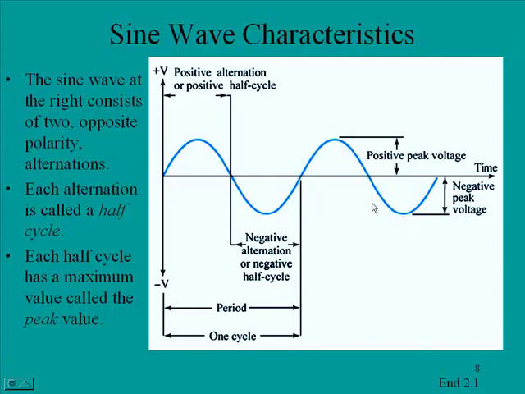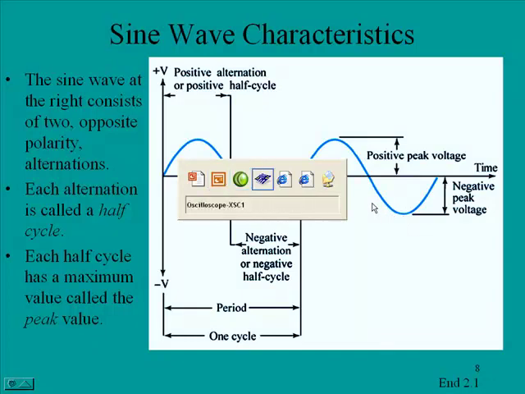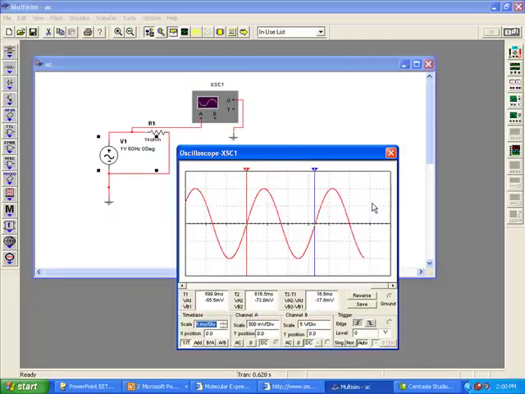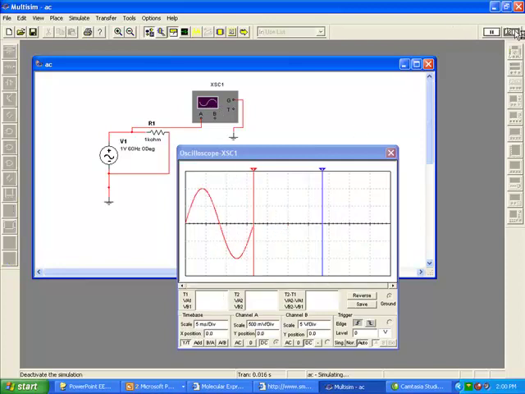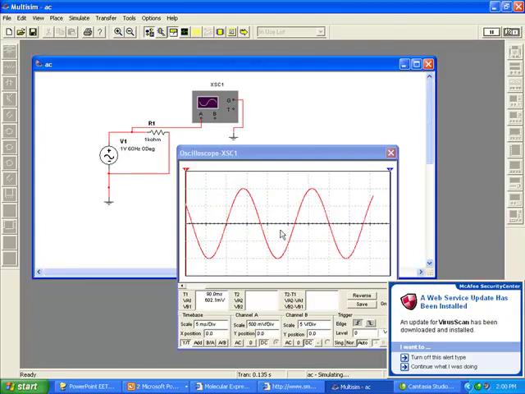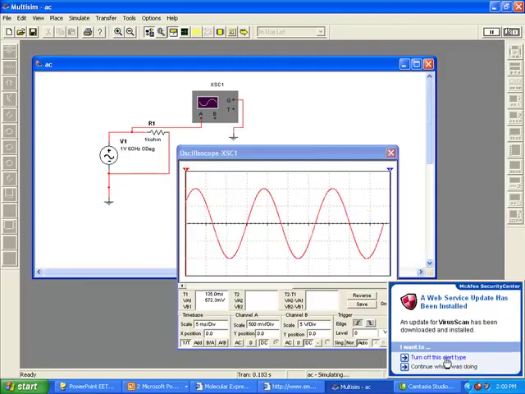Now I have a simulation with Electronics Workbench. Let's take a quick look at it. Here we have a 1 volt 60 hertz signal. I've got an oscilloscope connected to it, and we see the sine wave. If I activate this, let's see if we can make it go. Okay, here we go. And we see the sine wave being generated, and we're measuring it on the oscilloscope.